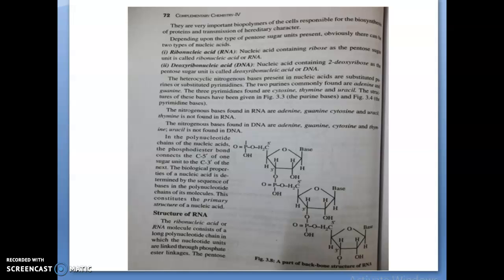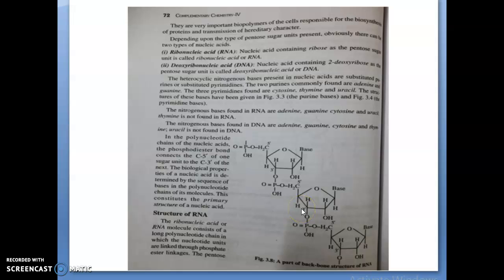So the difference between RNA and DNA is that the nitrogenous base thymine is present in DNA instead of uracil, which is present in RNA. The nucleotides are linked together through a phosphodiester bond, that is, the fifth carbon of one pentose sugar is linked to the third carbon of another pentose sugar through this phosphodiester bond. This is the primary structure of nucleic acid: one pentose sugar unit, one base, and the pentose sugar units linked through a phosphodiester bond.